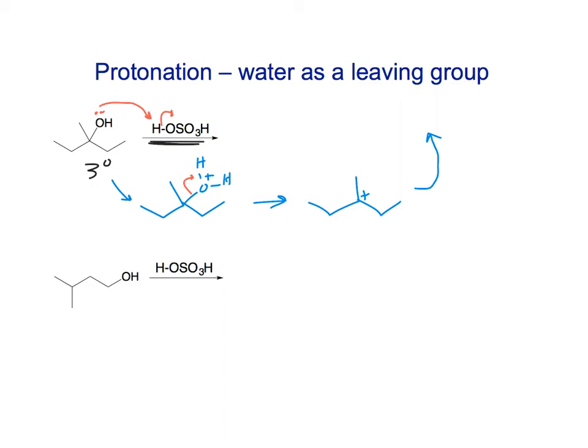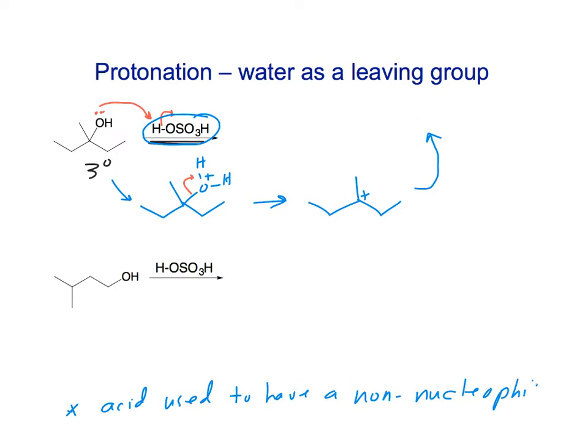Now, if we were doing a substitution reaction, the conjugate base of the acid that we used would act as a nucleophile to complete our substitution. So this is why we've used sulfuric acid here, because what we want is for the acid that we use to have a non-nucleophilic conjugate base.